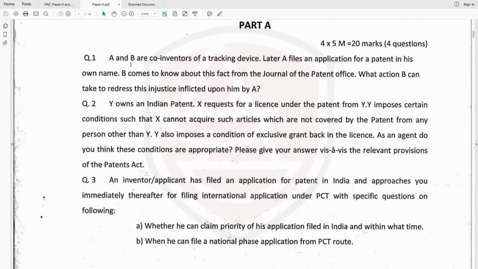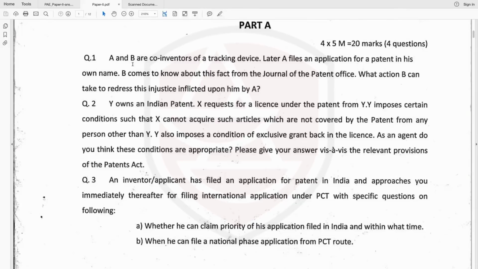Part A has questions, each of 5 marks, which comes to a total of 20 marks. The first question is a situation-based question where a problem is given. The problem relates to two inventors, A and B, who are both co-inventors.